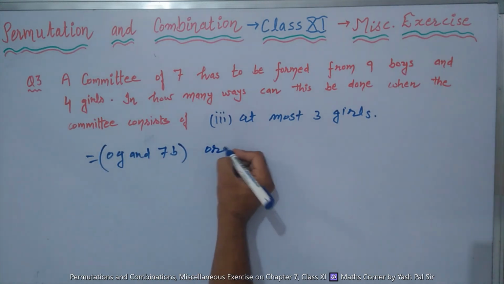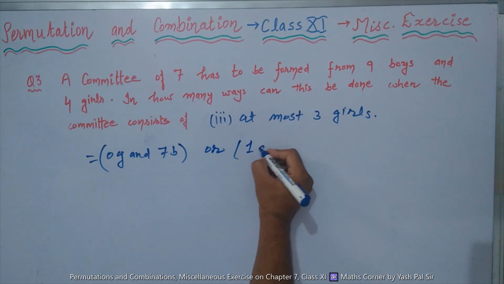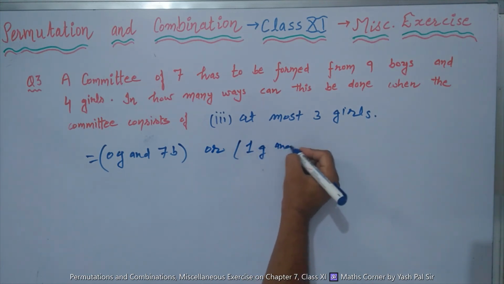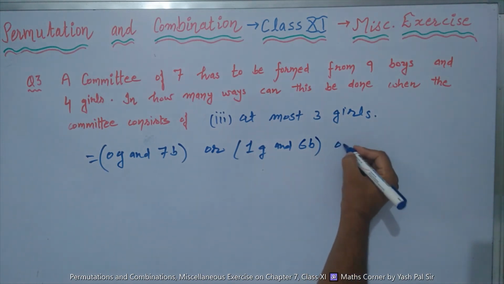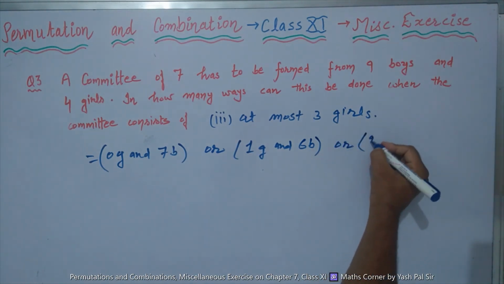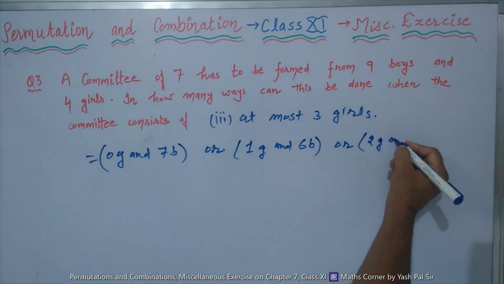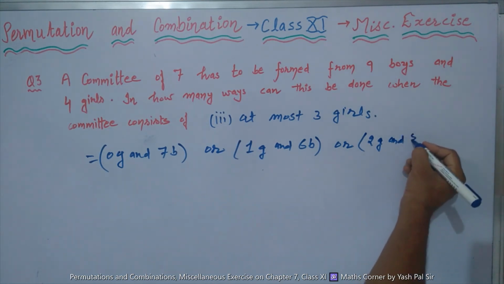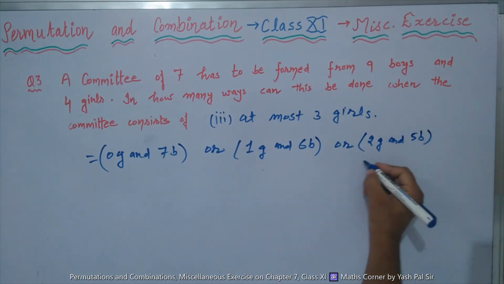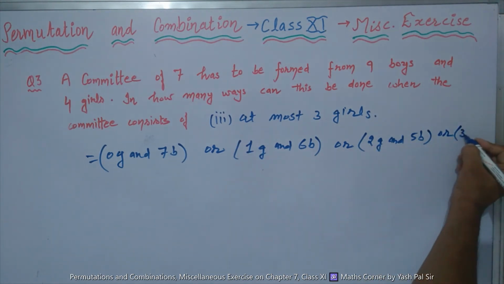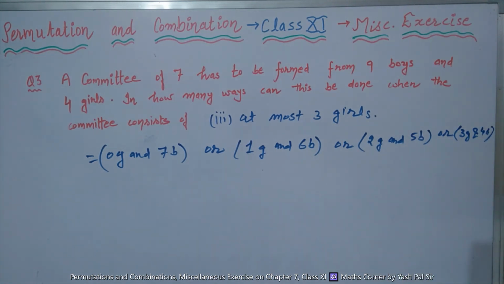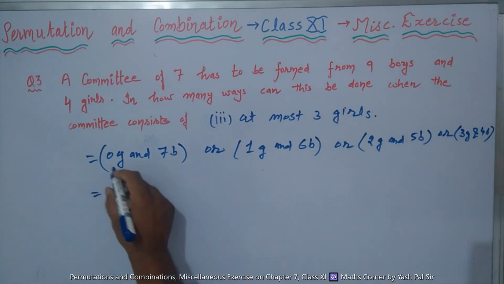or 1 girl and 6 boys, or 2 girls and 5 boys, or 3 girls and 4 boys. Right? So how to write this now?